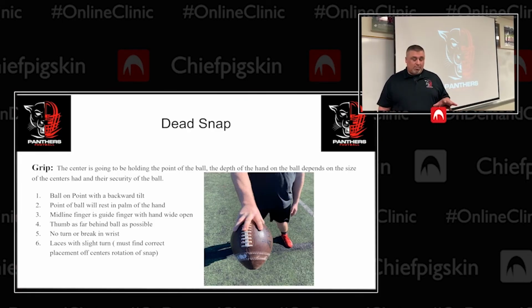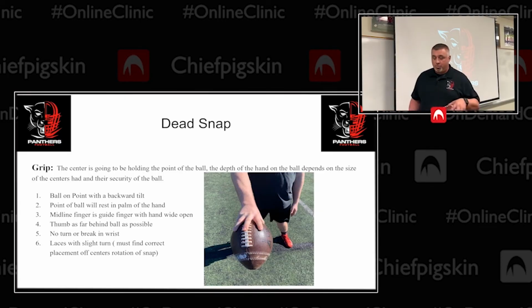Laces with a slight turn: we must find the correct placement of the center's rotation on the snap. So what we mean by that is, for me, my comfort zone is here. And as we snap the ball, just with my natural hand movement, we get a quarter turn from the ball. So with that quarter turn, the quarterback is catching the laces.